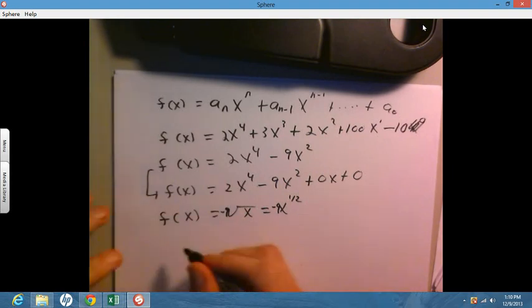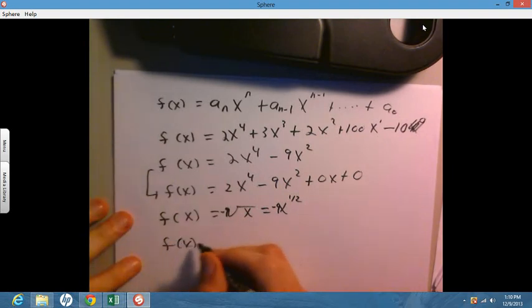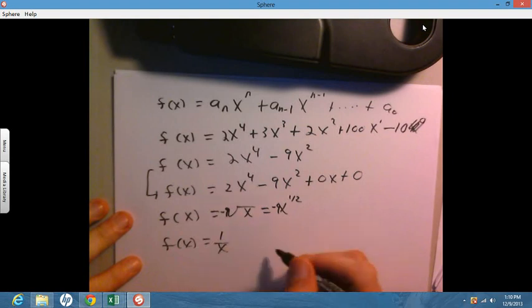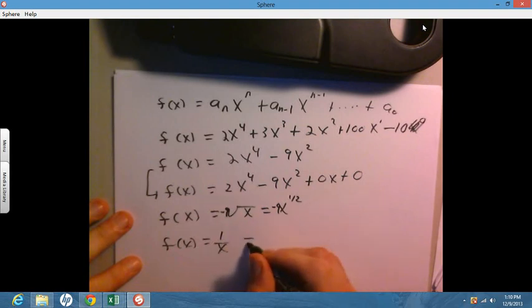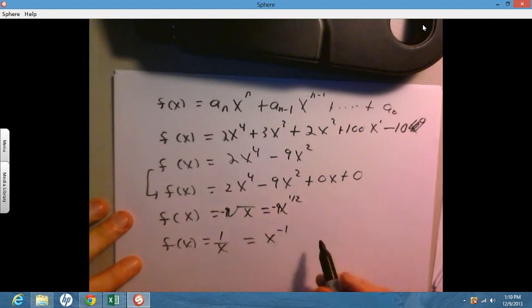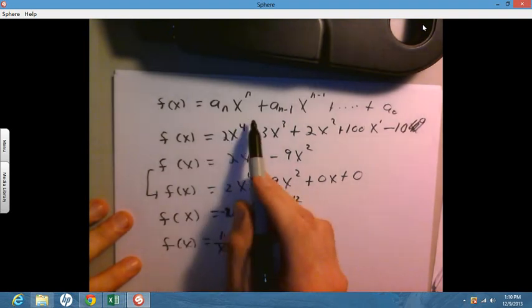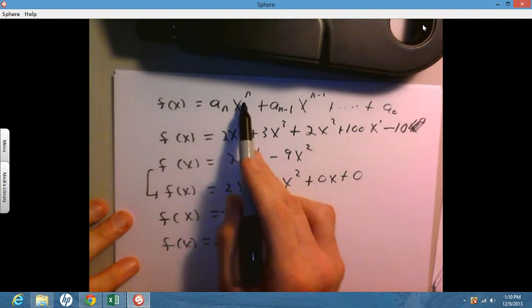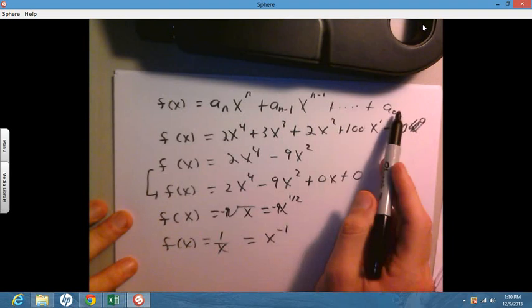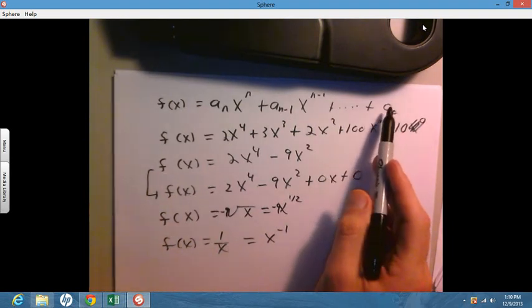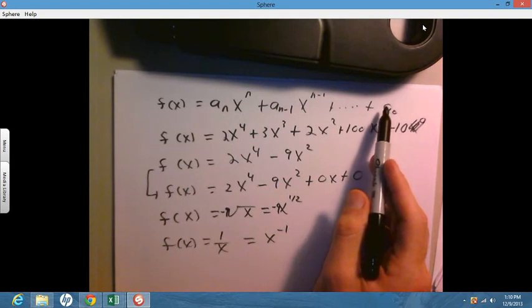Suppose we have f of x is equal to 1 over x. Is that a polynomial? No, because 1 over x is equal to x to the negative 1. But we can't have a negative 1 as any of our terms here. What are really important are the n terms, and n minus 1, n minus 2, all the way to 0. They cannot be negative, they cannot be fractions or anything like that. They have to be non-negative integers, 0, 1, 2, 3, 4, 5, etc.